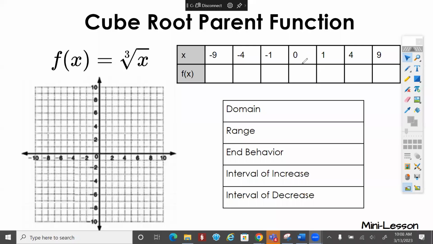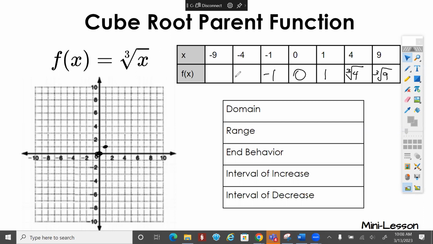If we take the cubic root of 0, what are we going to get? Okay. And then if we take the cubic root of 1, what are we going to get? Okay. And then if we take the cubic root of 4, we're going to get not 2, 1 something, right? Okay, so we're just going to leave that guy underneath the radical. What about the cubic root of 9? Don't say 3. It's like 2 point something, right? Okay, what about -1?